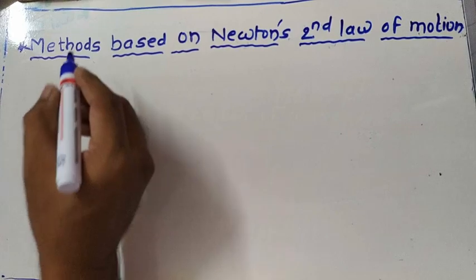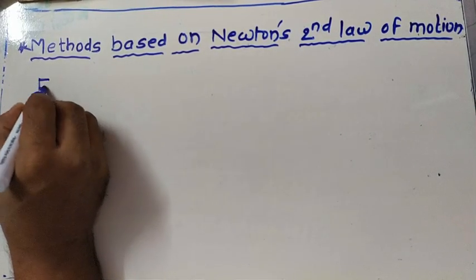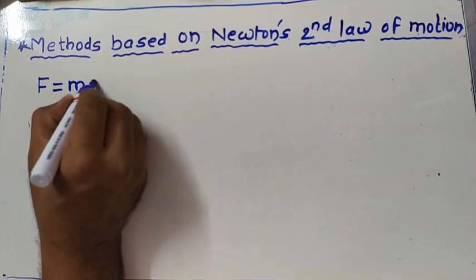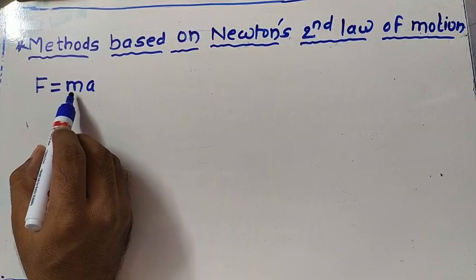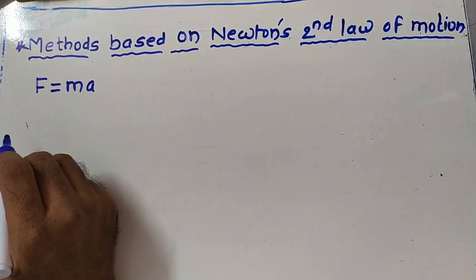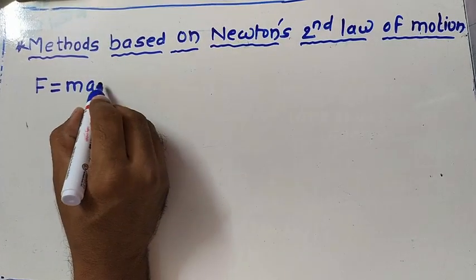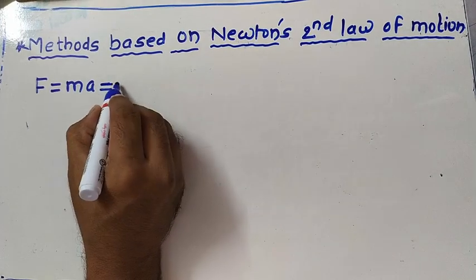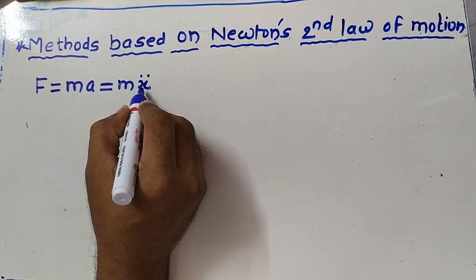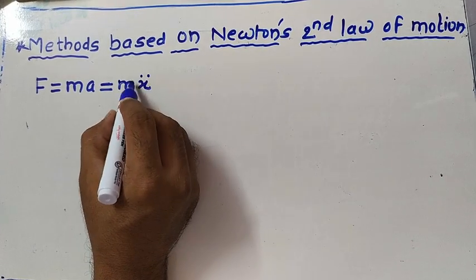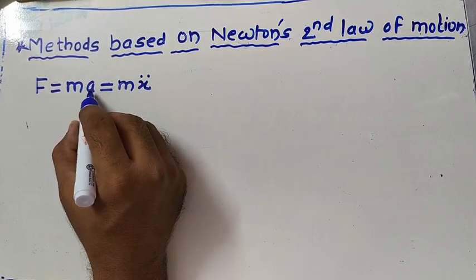So as we know, Newton's second law of motion. What is the mathematical statement for this? We know F equals ma. What is the meaning? M is nothing but the mass, and a indicates the acceleration. As per our earlier notations we have used for the acceleration, can I write this way: m x double dot. This double dot we are writing for the acceleration.